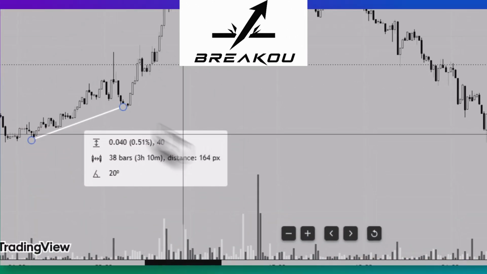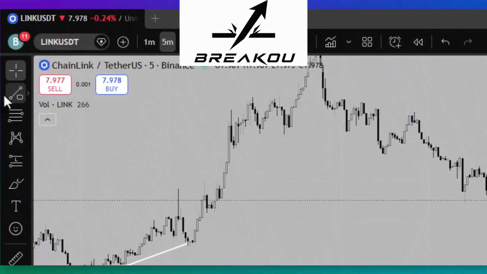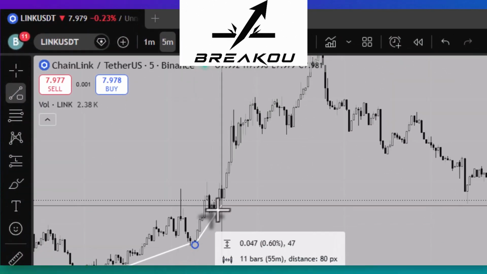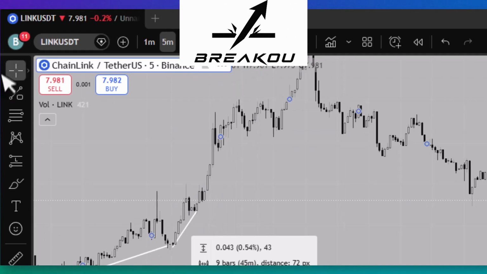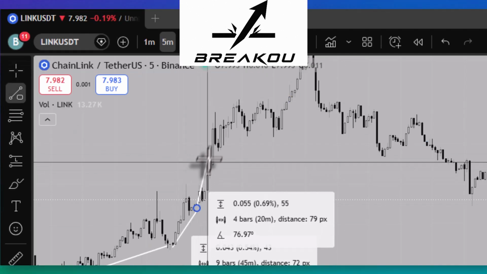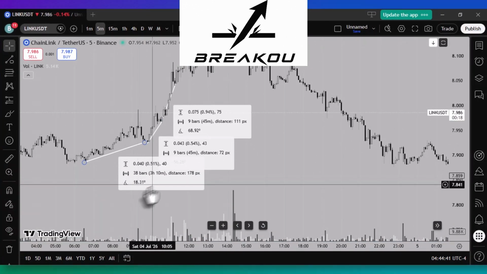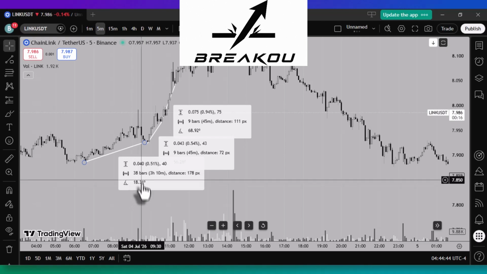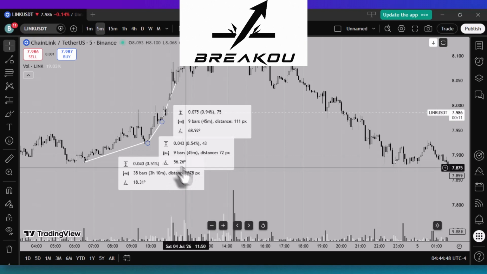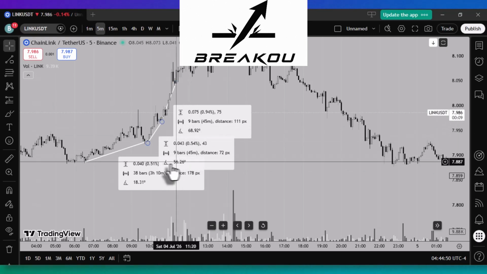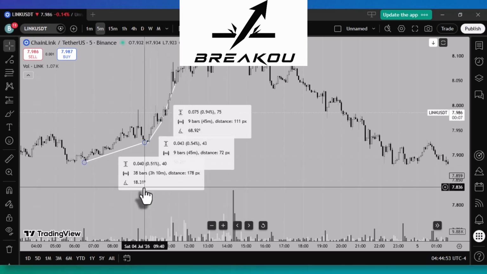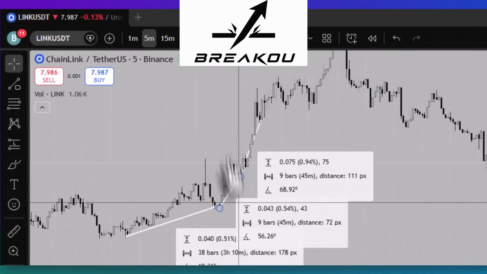Now I want to connect our next higher low with the info line, and the next higher low with the info line. As we see here, the angle is increasing. The angle is increasing, and we can anticipate that this bullish trend is healthy and strong.